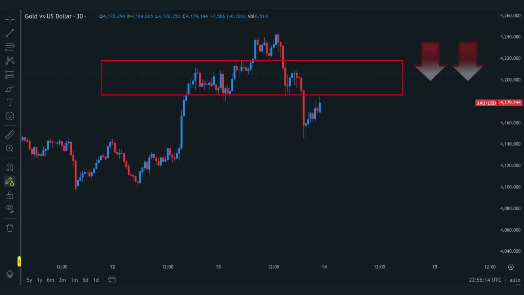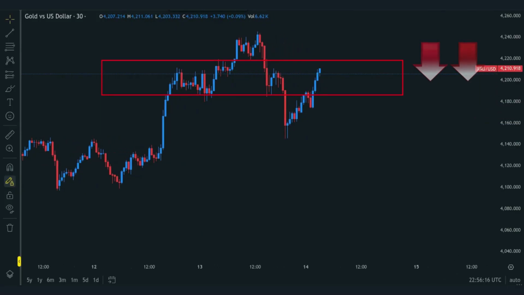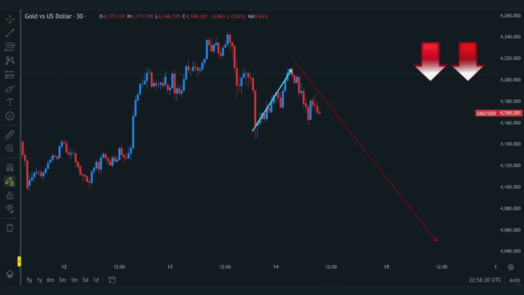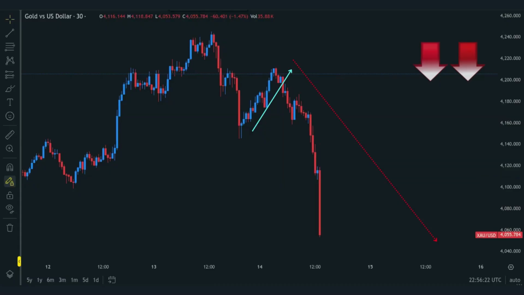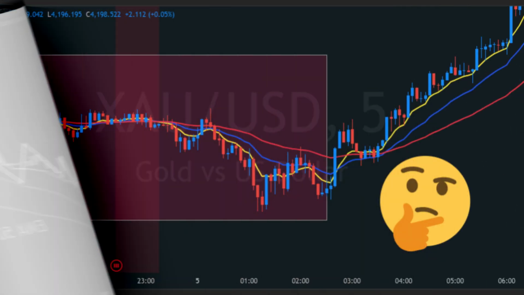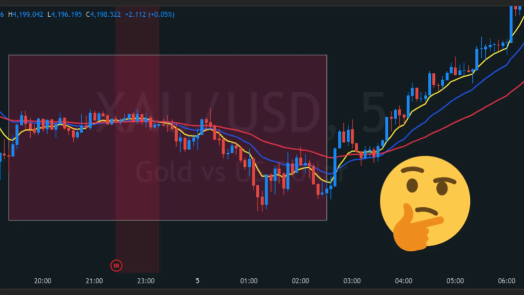Now here's where most people get trapped. Just because price is moving up doesn't mean it's tradable. A tradable trend must have consistency, meaning the EMAs stack in order. When the EMAs are flat or tangled, the market is confused. And if the market is confused, I stay patient. Because discipline pays more than prediction.